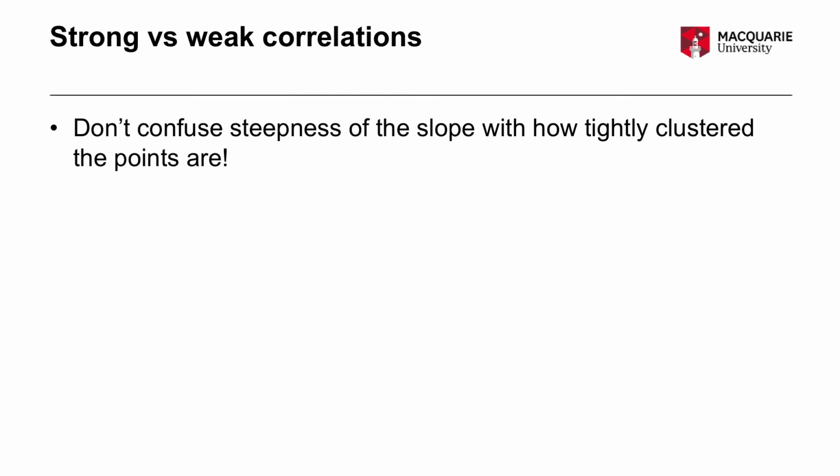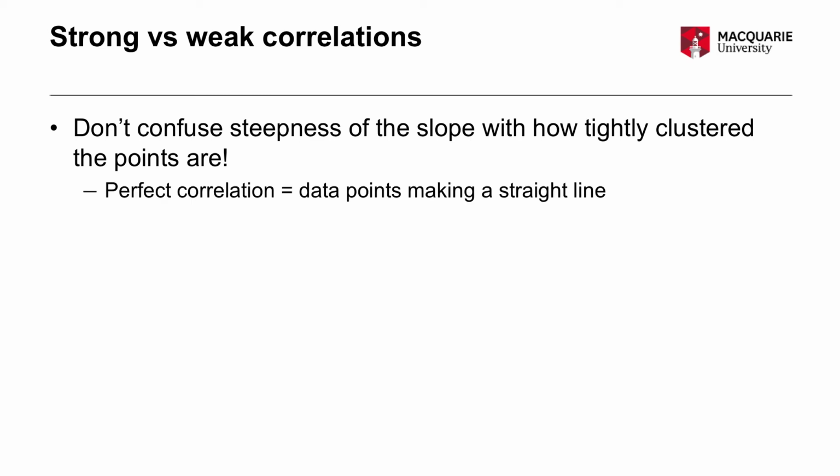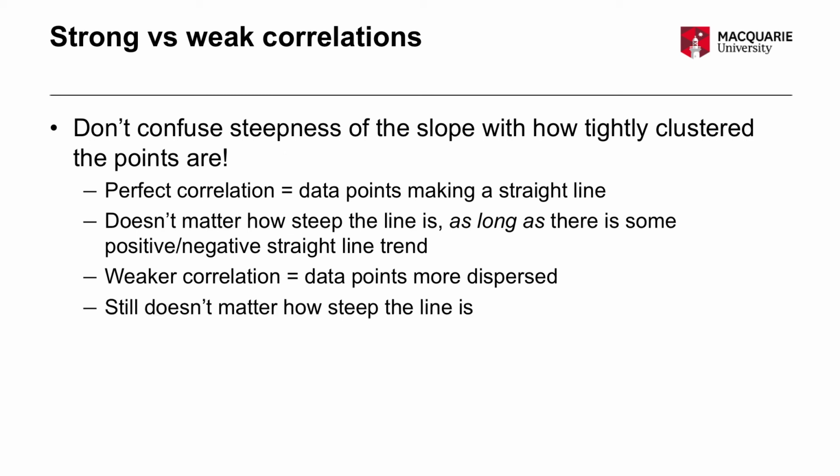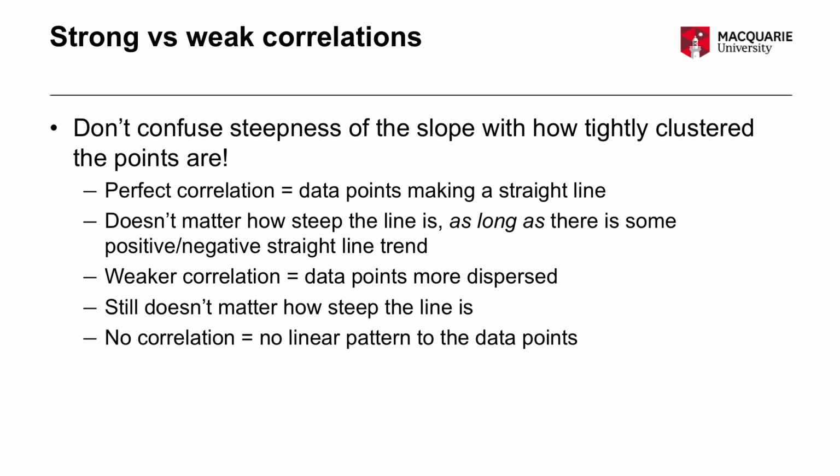So if I haven't made that point clearly enough so far, don't confuse the steepness of the slope with how tightly clustered the points are with the correlation. A perfect correlation means the data points are making a straight line. They fall perfectly on that straight line. It doesn't matter how steep the line is, as long as there's some positive or negative straight line trend. And weaker correlations mean the data points are more dispersed, more variable, more scattered around the graph. Still doesn't matter how steep the line is. And no correlation at all means that there's no linear pattern to the data points.